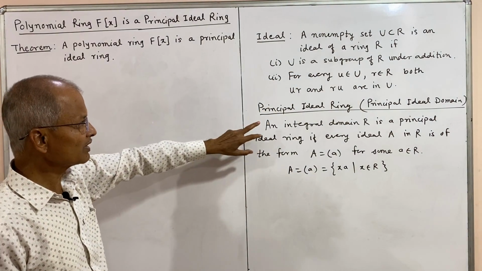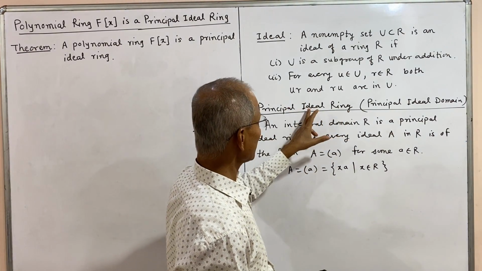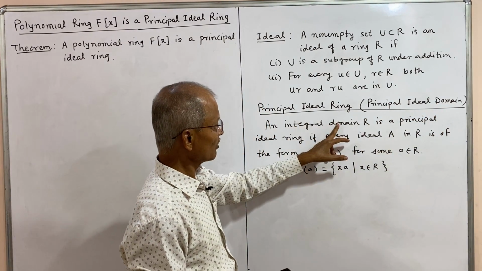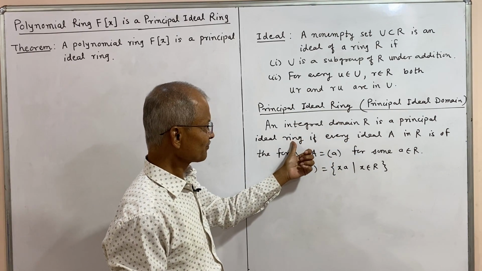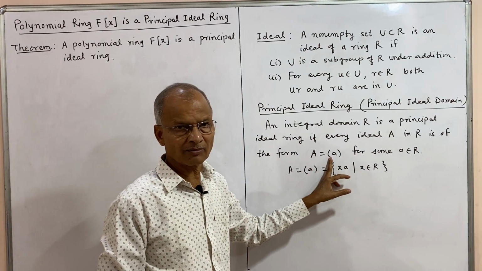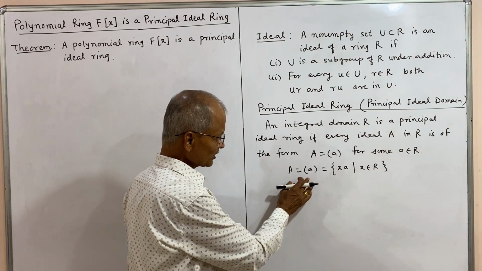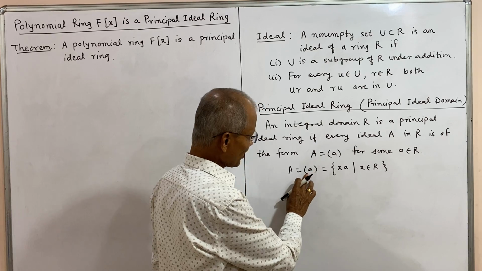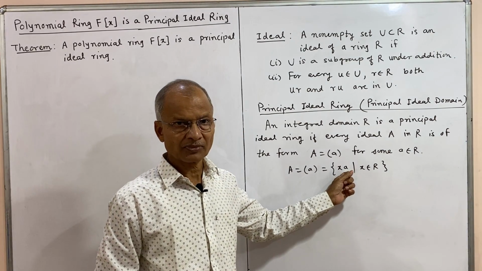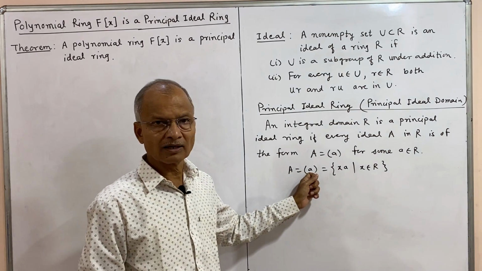And secondly, what is a principal ideal ring? It is an integral domain R, also known as a principal ideal domain. An integral domain R is a principal ideal ring if every ideal A in R is of the form A generated by an element a for some a belonging to R. This has the expression that every element of the ideal A is a multiple of this small a. Then we can say that this ideal is generated by the element small a.